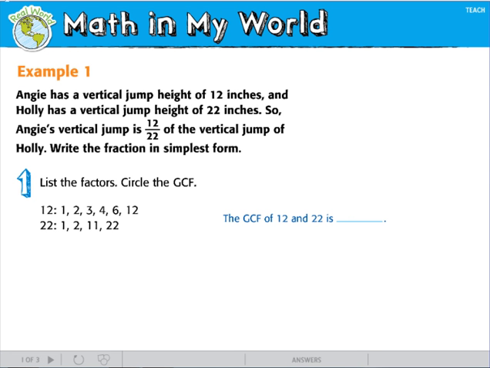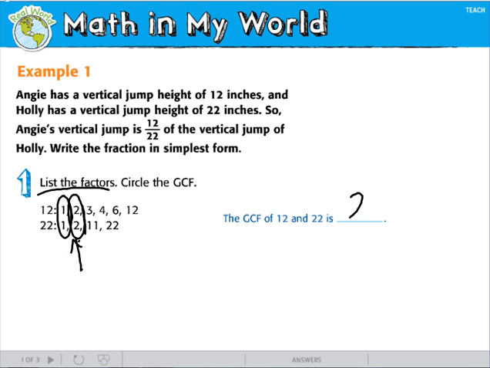Alright, so here's your first example. Angie has a vertical jump of 12 inches, and Holly has a vertical jump of 22 inches. So Angie's vertical jump is 12/22 of the vertical jump of Holly. Write the fraction in simplest form. Okay? So we're going to list the common factors. You're going to list the factors. You can also make a factor tree. You're going to circle the common factors. That's it, right? So the greatest common factor is 2.